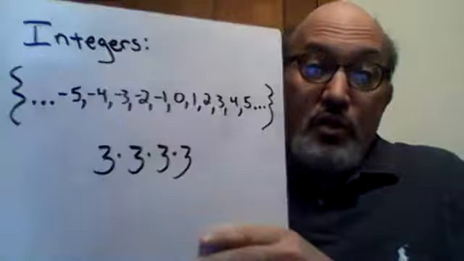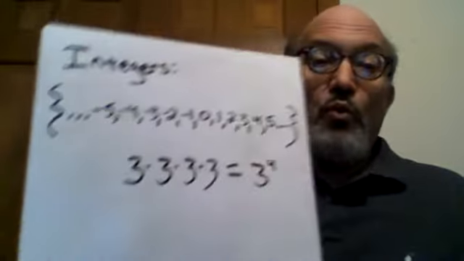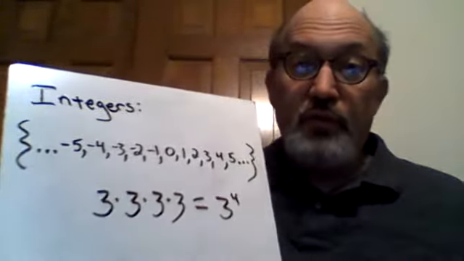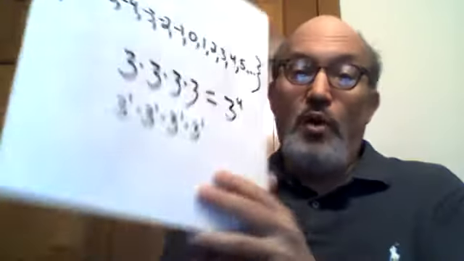Take 3 times 3 times 3 times 3. Now, by the definition of exponents that we all learn when we're very young, this is, of course, 3 to the 4th power. Well, what if we substitute for each of these 3's 3 to the 1 power? So 3 to the 1 times 3 to the 1 times 3 to the 1 times 3 to the 1.